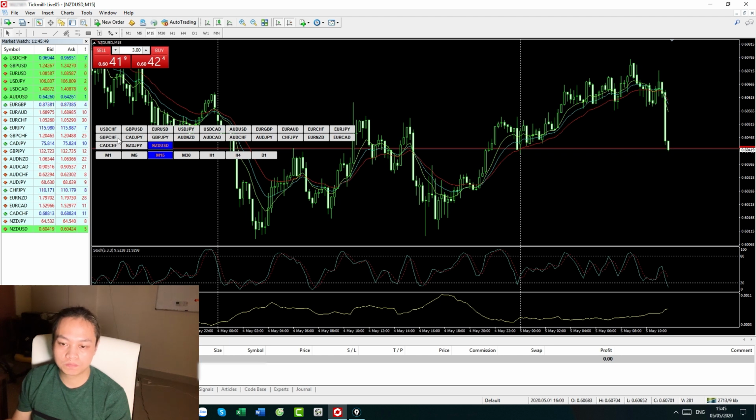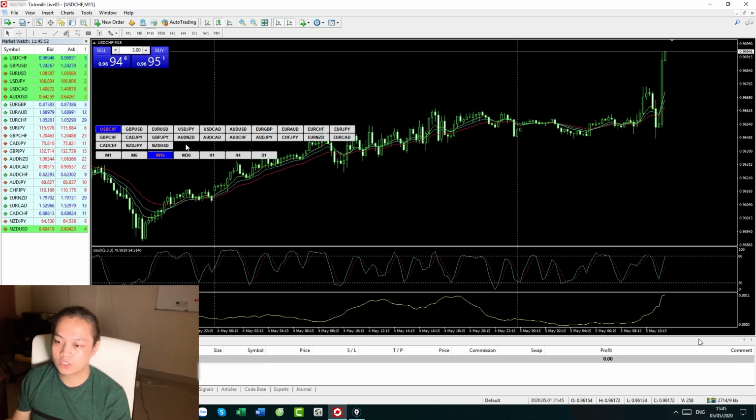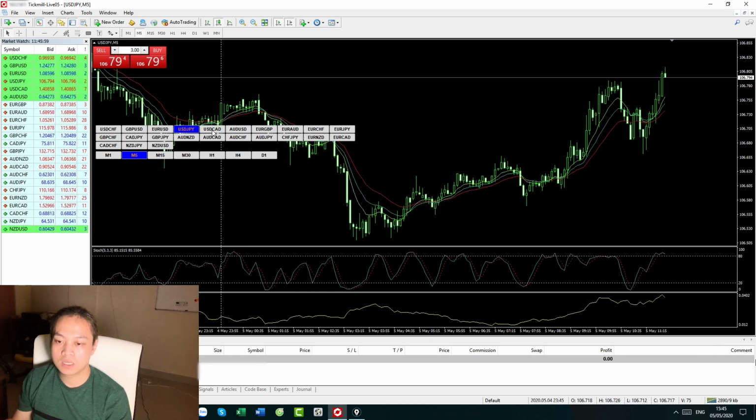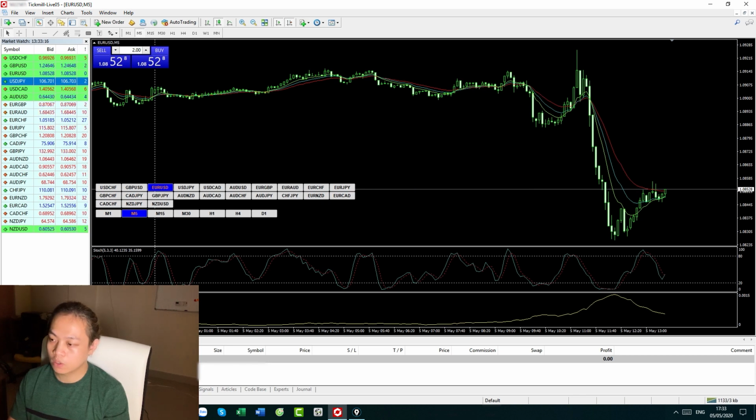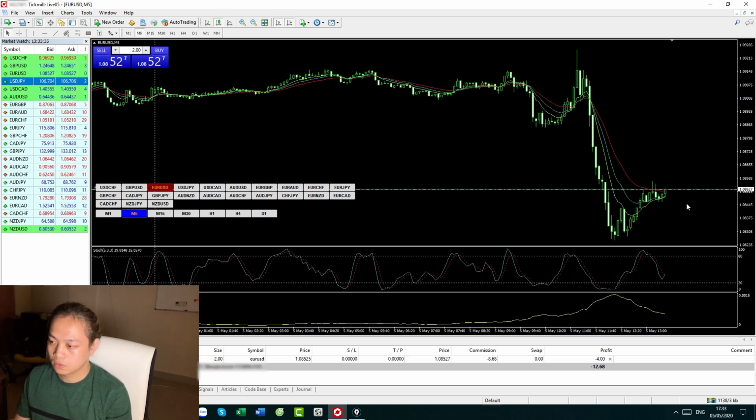Alright, let's check another currency pair, see if there's any other opportunity for me. I think I'm going to go short on Euro USD. The setup looks perfect to me, with several conditions. Yeah, I think I'm going to go short. Alright, let's set the take profit and stop loss, and we'll talk about this trade.